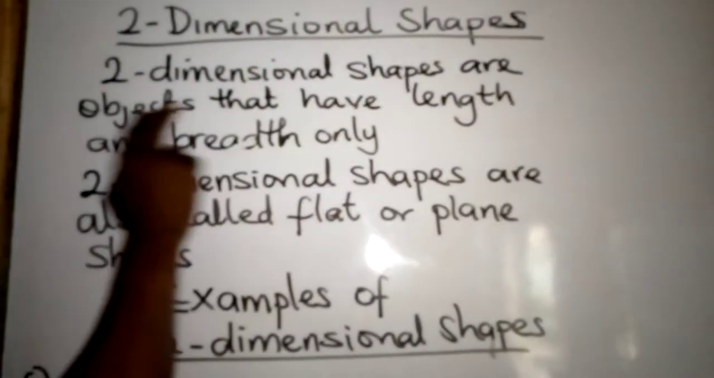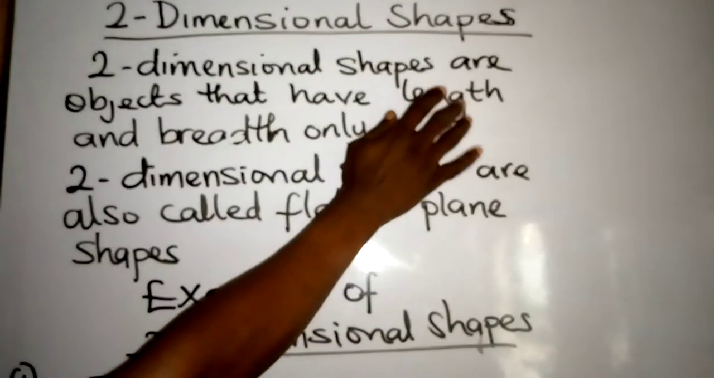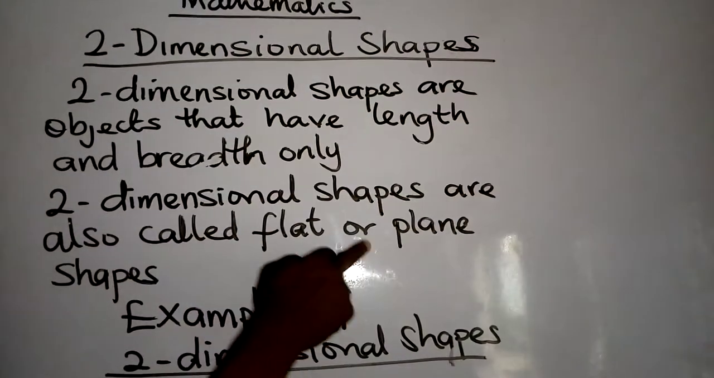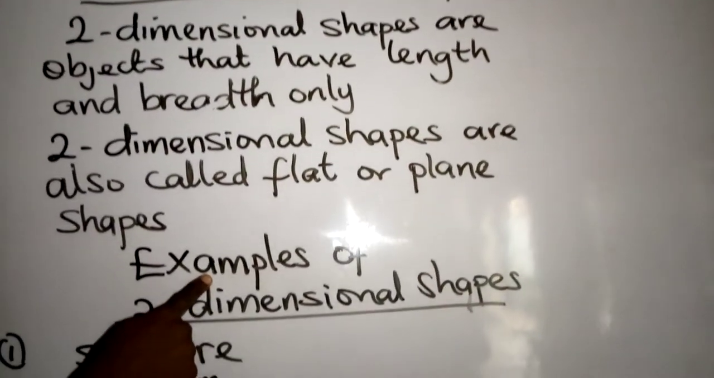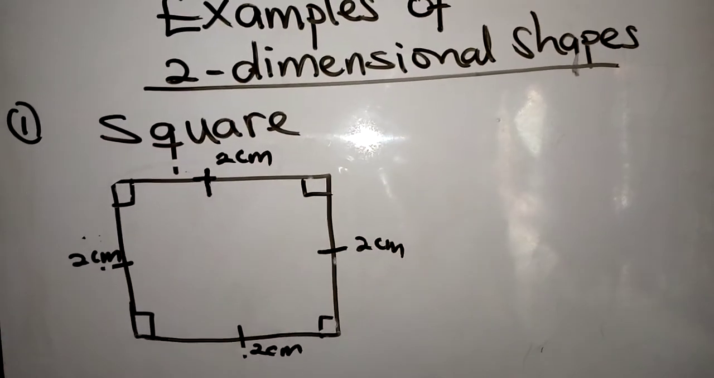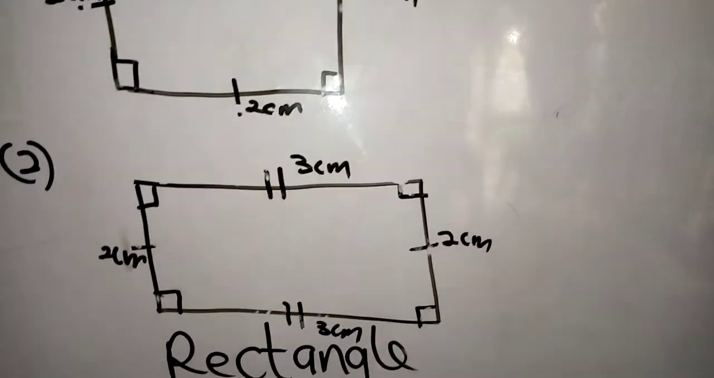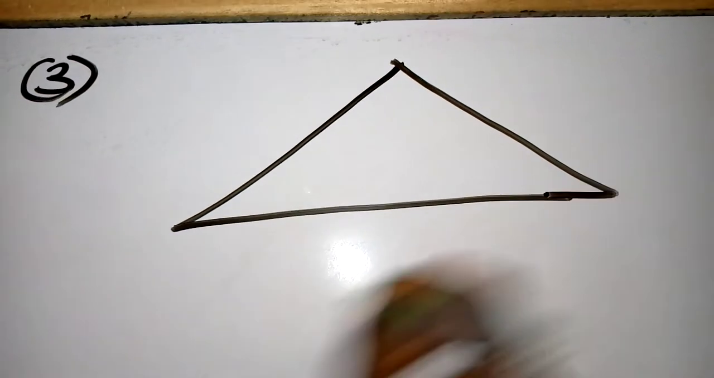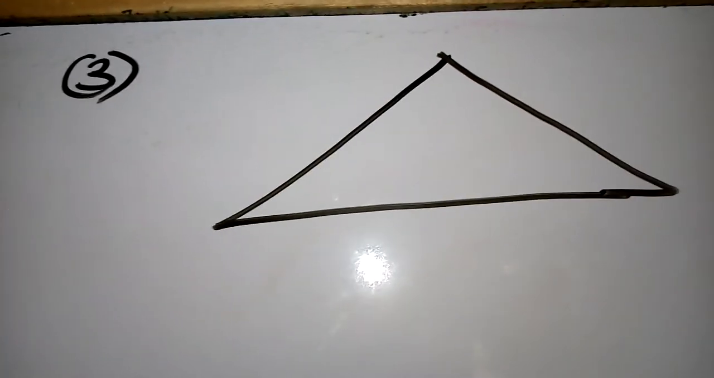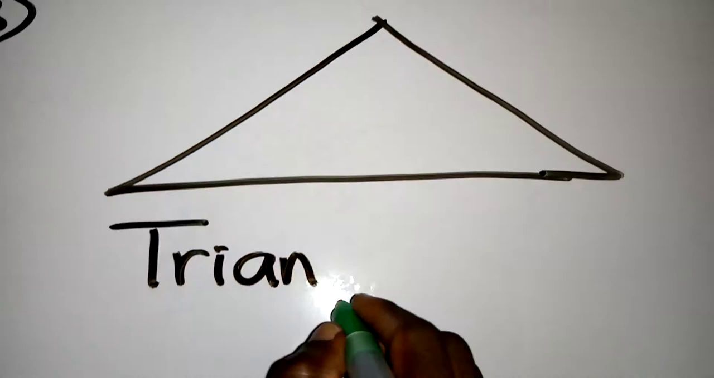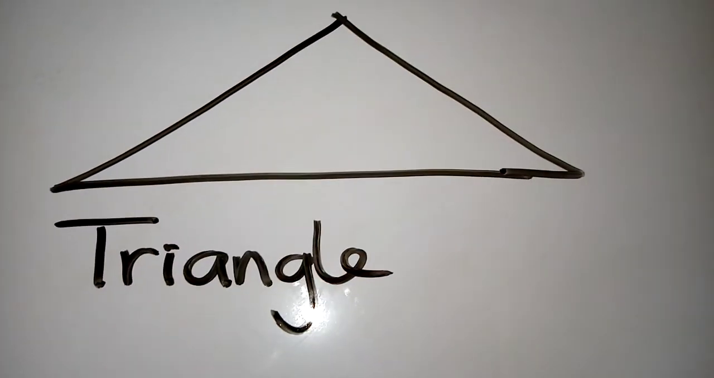We are talking about two-dimensional shapes. Two-dimensional shapes are objects that have length and breadth only. They are also called flat or plane shapes. Examples of two-dimensional shapes: one, we have square. Two, we have rectangle. Let us quickly take the third one. Can you tell me the name of this object? Good! This is a triangle.